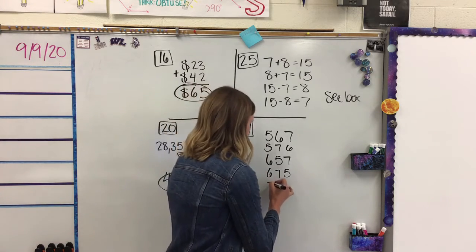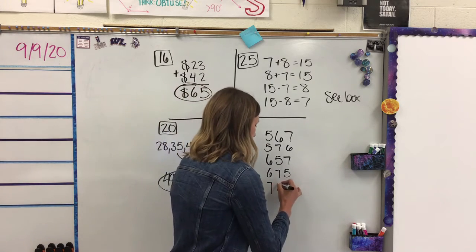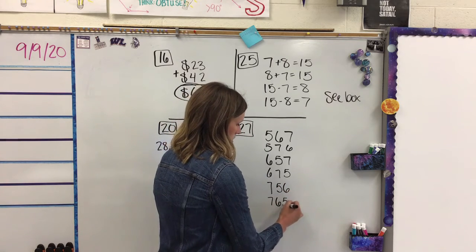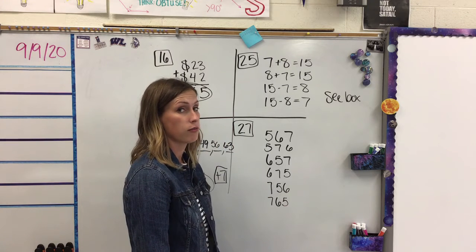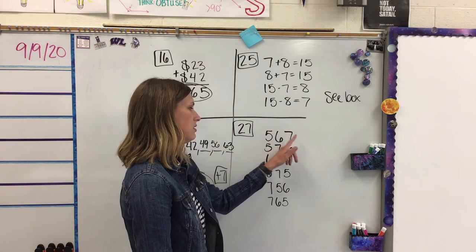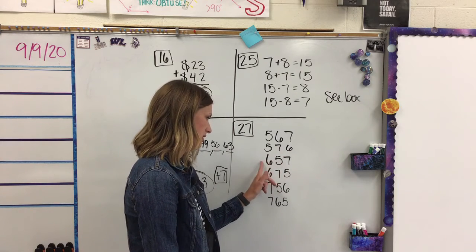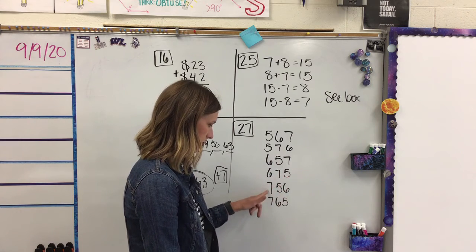Now, the only one I got left to start with is my 7. So 7, and I've only got a 5 and a 6 left. 5 is smaller, so I'd go 756. Then 765. All right? Now, if you check, these are all in order from least to greatest. 567 is less than 576, which is less than 657, which is less than 675, less than 756, and less than 765.